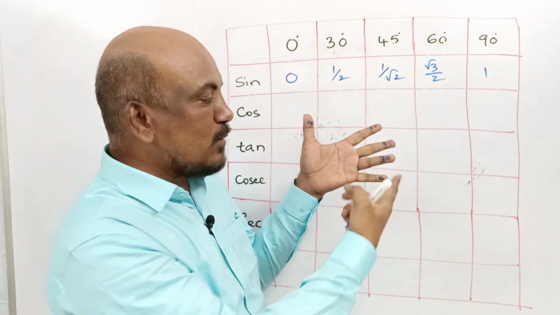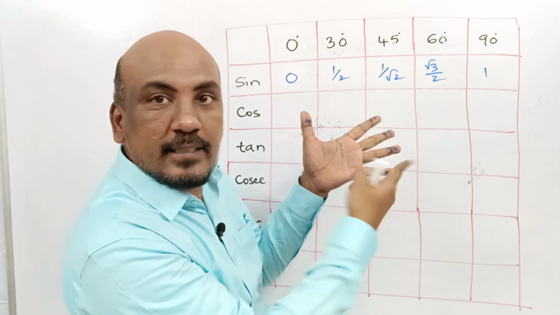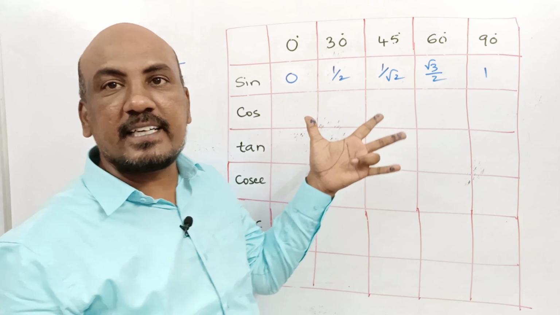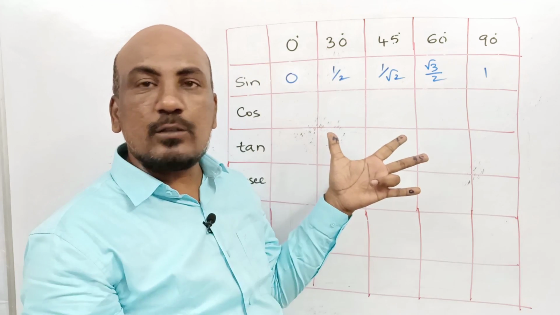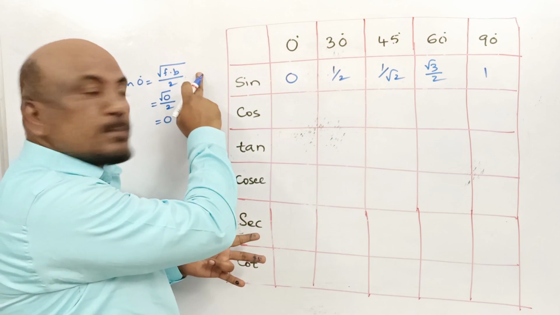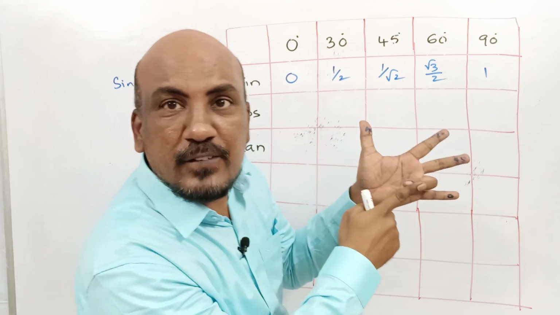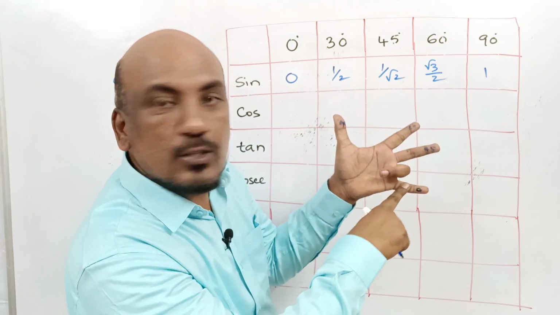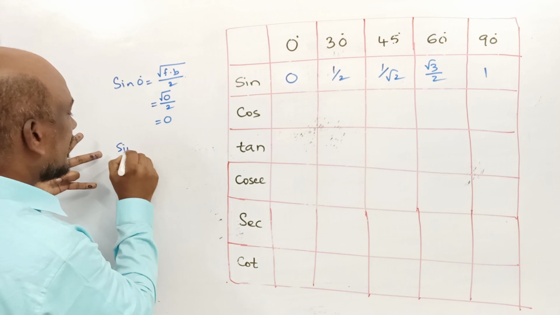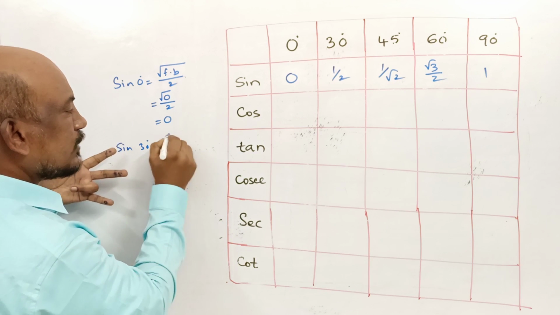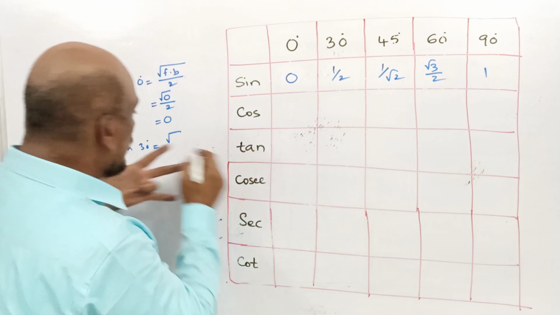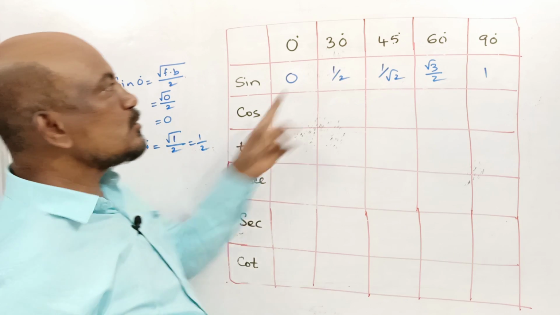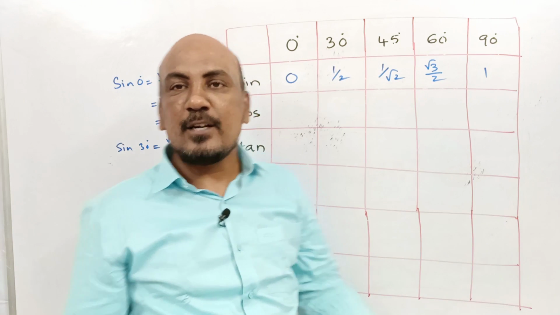Now let's go for the second one, sine 30. 30 is the second finger, right? So I am folding this one, sine 30. So children, here it is root of fingers below by 2. How many fingers are there below this folded one? One finger is there. So sine 30 is going to be under root of 1 by 2. Under root of 1 is nothing but 1, so 1 by 2. So sine 30 you got as 1 by 2.